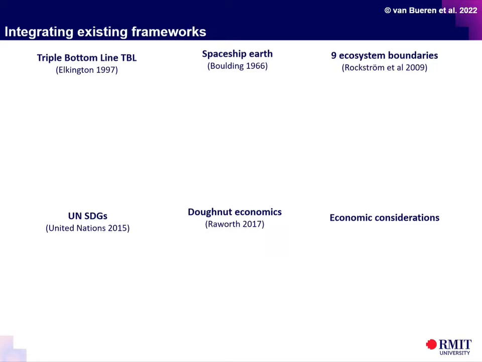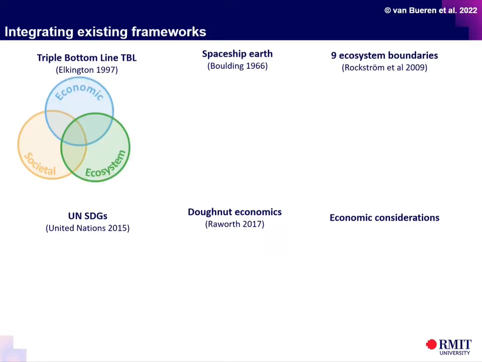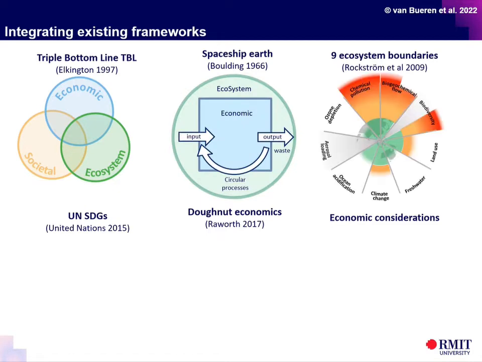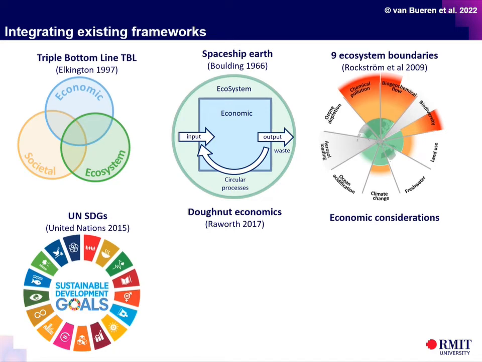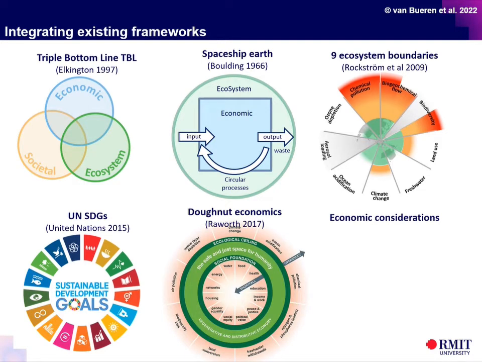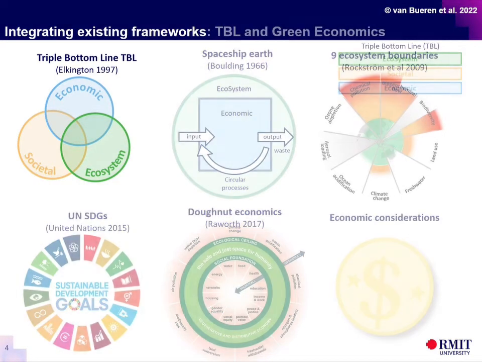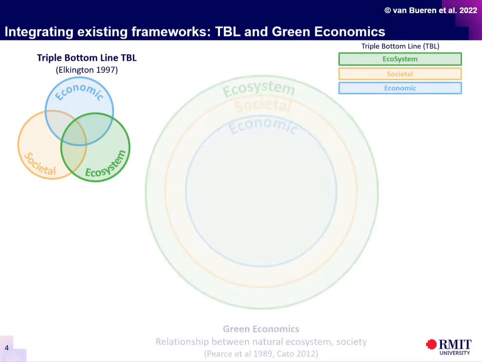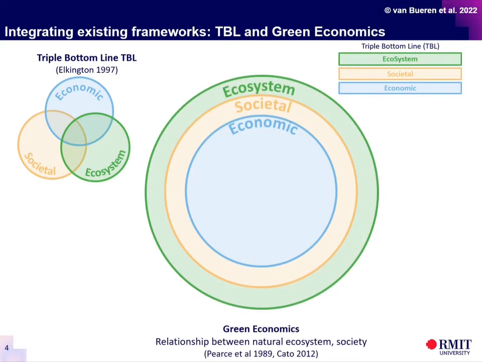That is the triple bottom line, Spaceship Earth, the 9 ecosystem boundaries, the United Nations Sustainable Development Goals, doughnut economics, and also some economic considerations. Let's start with the triple bottom line from Elkington. For the systems approach, we put them in a hierarchy as described by green economics literature.